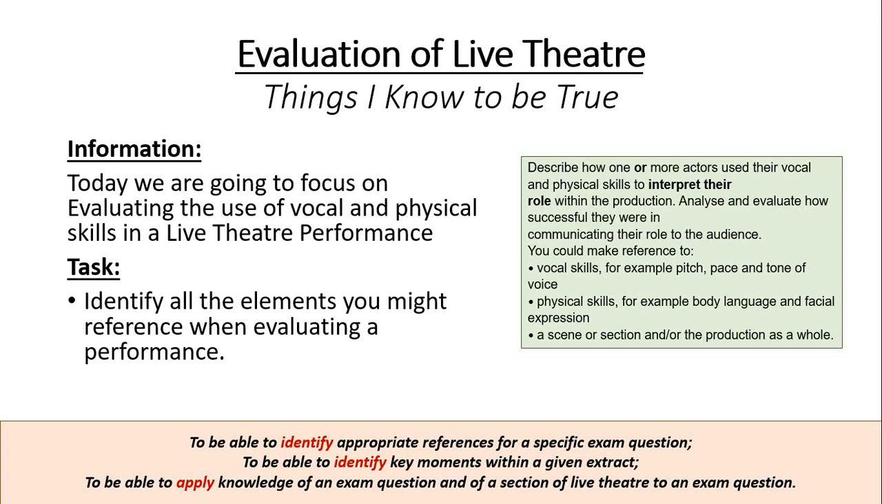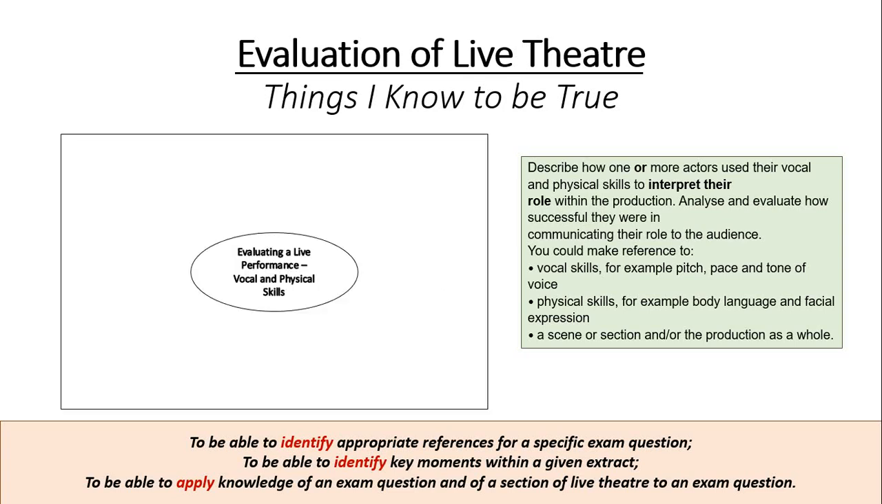So, the first task that I'd like you to do in our lesson today is this. I'd like you to identify all the elements that you might reference when evaluating a performance. Now, at the beginning of our lessons for the exam, I always ask you to create a map of all the things that you know that you should include within that question. And this really is no different to that. So take a look at the question. I want you then to map out all of the different key things that you might reference in response to the blue box question that you see on the screen. So what I'm going to ask you to do is this.